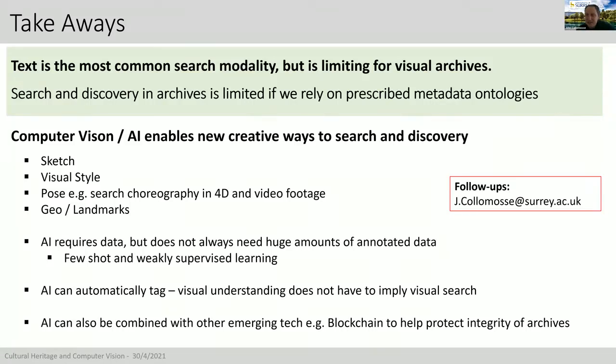Although AI techniques do require a lot of data, increasingly we don't need to rely on a lot of annotated data, which is the real bottleneck, using emerging techniques in few-shot and weakly supervised learning. And even though these are visual technologies, we can link back to text-based search, as I showed, for example, with the style-based image description. Finally, AI technology is not just limited to search in the context of archives, but can also be combined with other emerging technologies like blockchain to underwrite the authenticity and provenance of content.